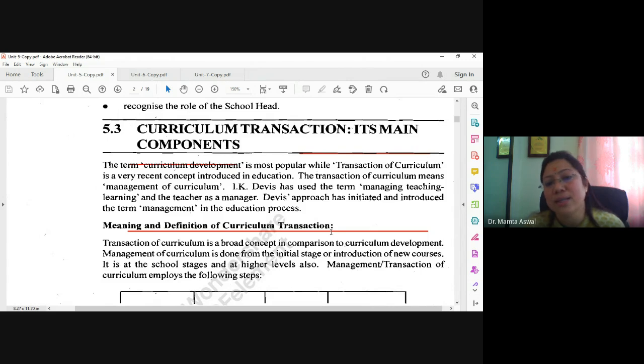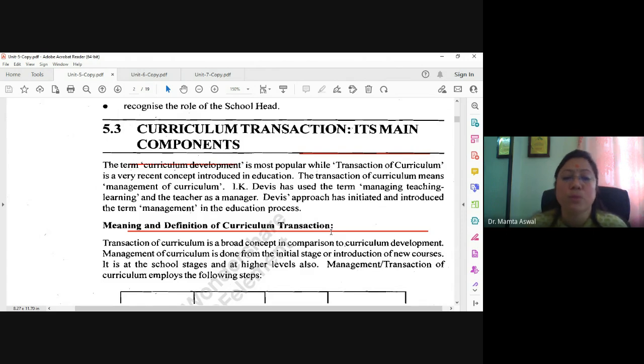And transaction is basically a commercial term. It has evolved out of commerce and industries. Any transaction is a deal between two people, if we technically say. But here when we are talking about transaction, we mean how that particular curriculum which has been developed for that particular school, class, or region will be implemented or managed basically. So it's about management of the curriculum.